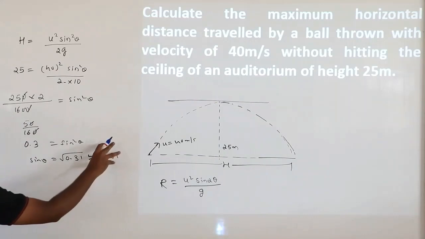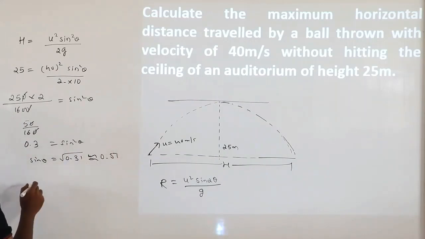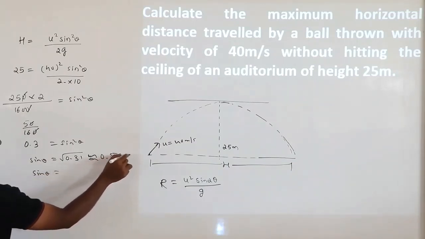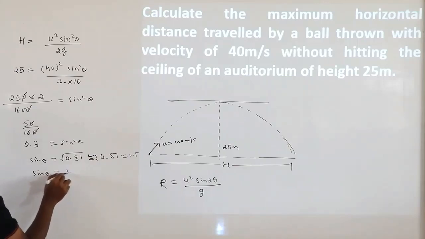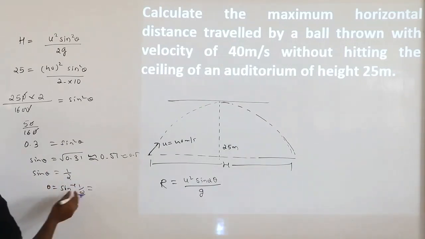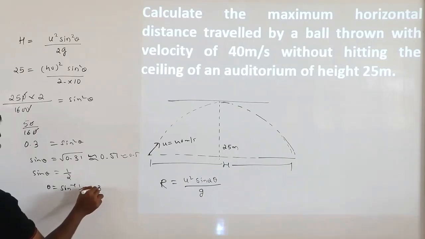So actually this is the number which we have to calculate, but let me take it as 0.5 only. If you take it as 0.5, you can write it as 1 by 2. So theta equals what? Theta equals sine inverse of 1 by 2. Sine inverse of 1 by 2 is 30 degrees.